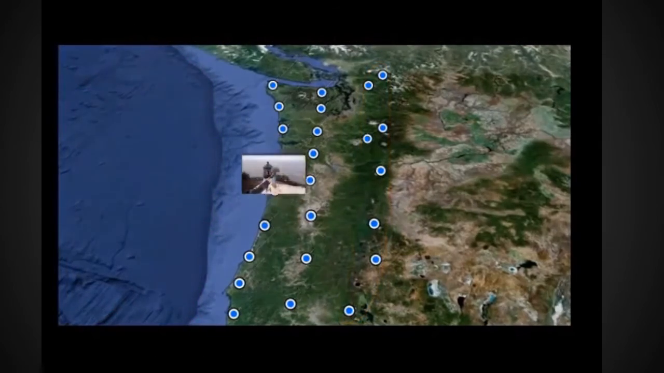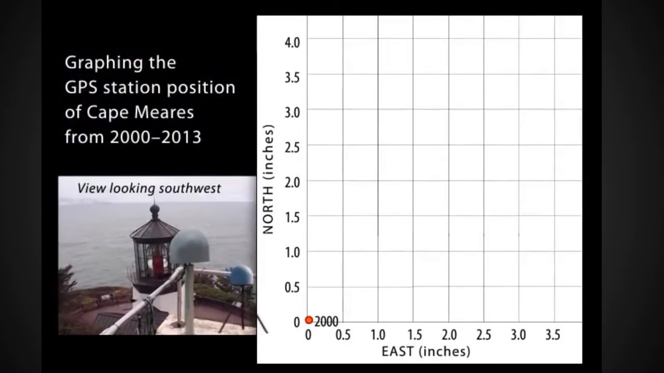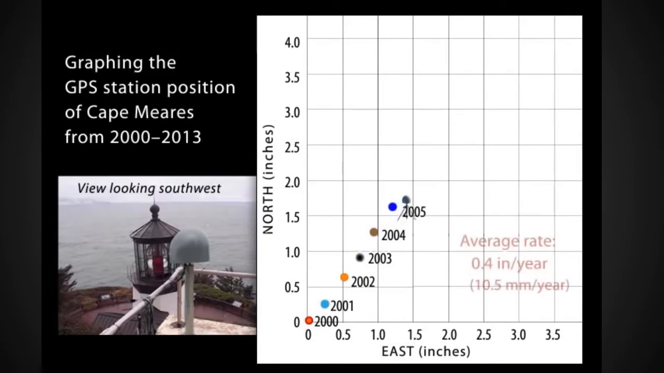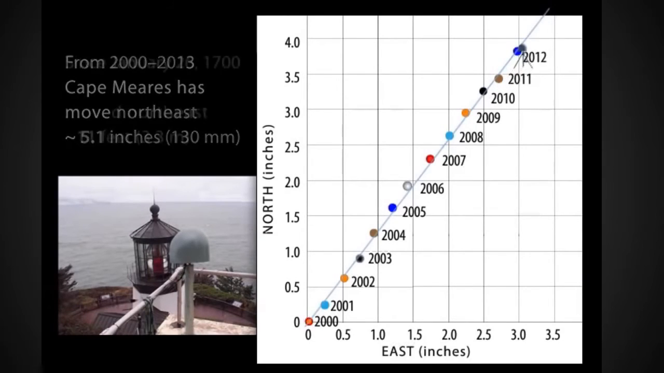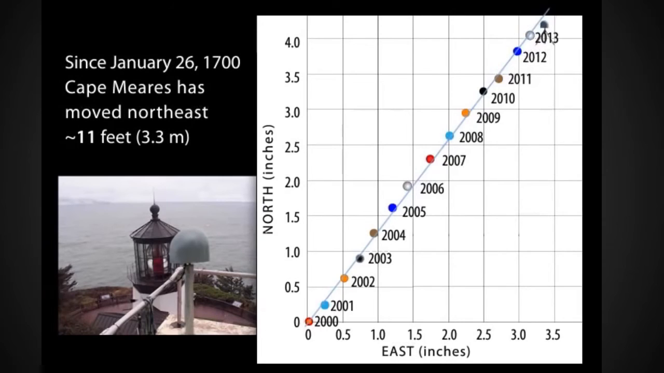Now let's zoom in to the GPS station at Cape Meares Lighthouse on the Oregon coast and see how it's moving. The graph shows the position of this GPS station each year compared to its starting location in 2000. The sequence of data points documents the northeast motion of Cape Meares at 0.4 inches, or 10.5 millimeters, per year. From 2000 to 2013, Cape Meares has moved northeast about 5.1 inches, or about 130 millimeters. Since the Cascadia earthquake in 1700, Cape Meares has moved by almost 11 feet, or 3.3 meters.